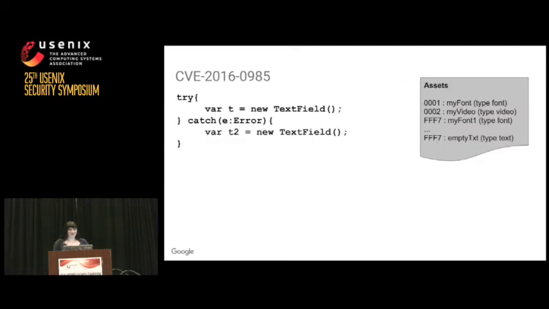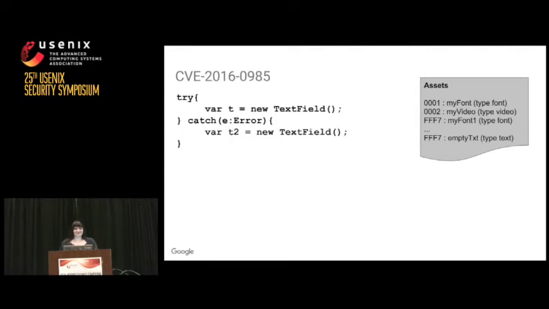So I've got two examples here. One is this bug, and it involves both script and the asset table in the SWF. So the SWF has this asset table that includes all the stuff like the font, videos, that sort of thing with inline types. And something interesting about this table is that it also has some reserved values. For example, FFF7 is an empty text field. And what's even more problematic is that you can override these. So if you declare your own FFF7, that takes precedence, and that will override the empty text field.